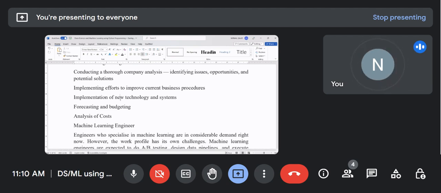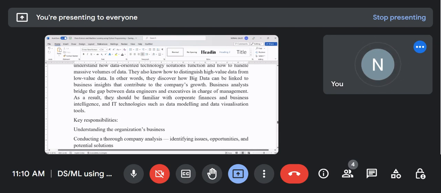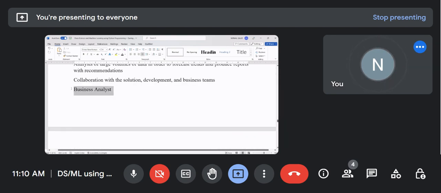For example, a business analyst is a person who knows about Excel, MS Excel, so he can draw plots and design PowerPoint presentations, and let the stakeholders or company people know that here we are having loss and here we are having profits. So this is the task of the business analyst.